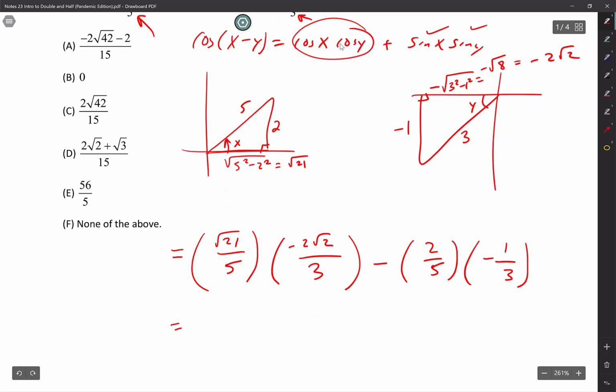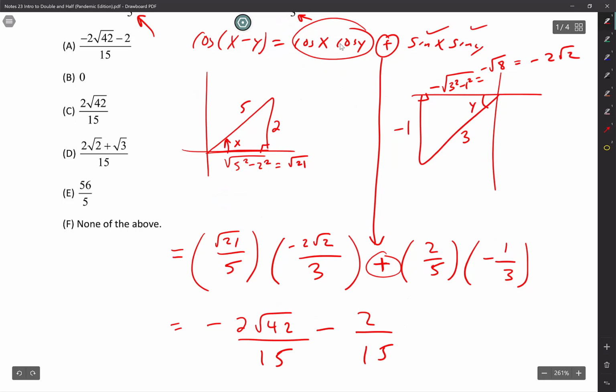Positive times a negative, that's a negative. So -2 square root of 42. And then I want to make sure, oh, look, there was almost a mistake right there, guys. How come you guys didn't tell me? That should have been a plus. I almost made another mistake. Minus 2 over 15. It turns into a minus because you got positive times a negative.